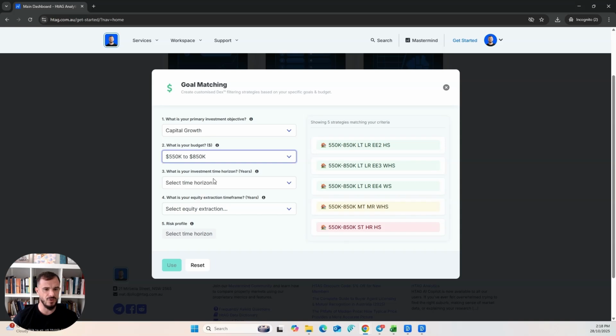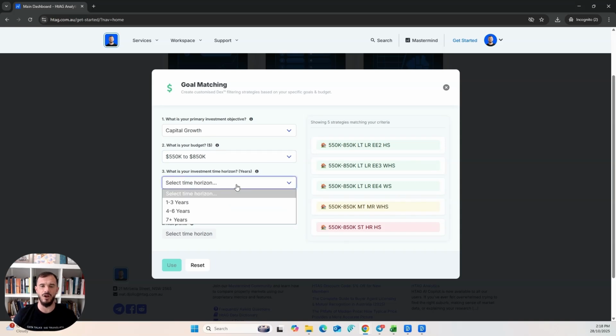The next thing that we do is determine how long we want to hold the asset in our portfolio. Do we want to hold it long-term, 7 years plus, 10 years plus, and why? Do we want to hold it mid-term, which is 4 to 6 years, and why?